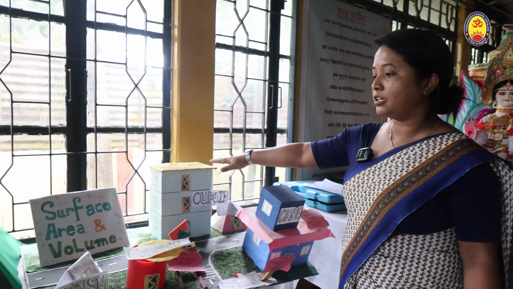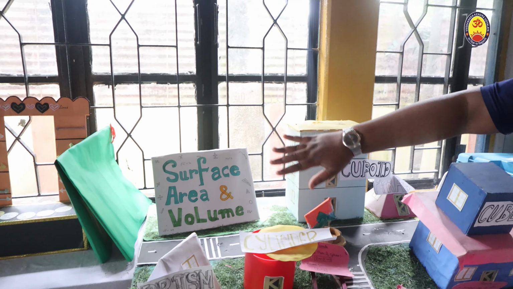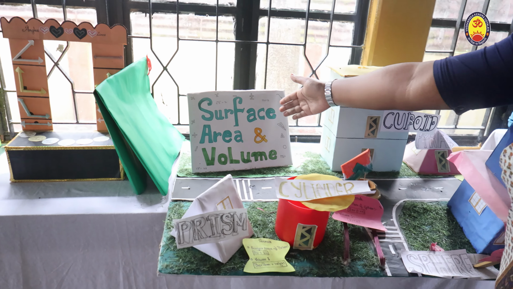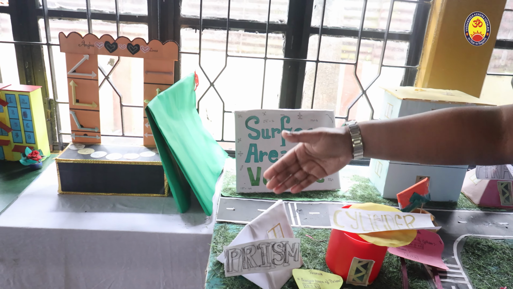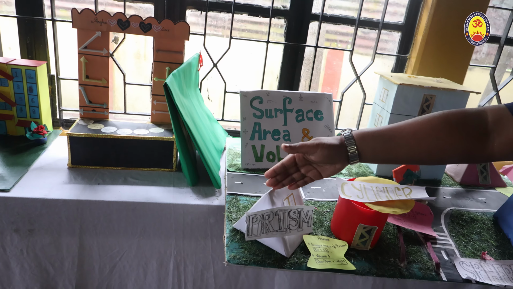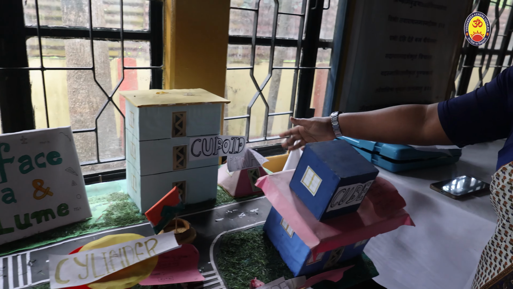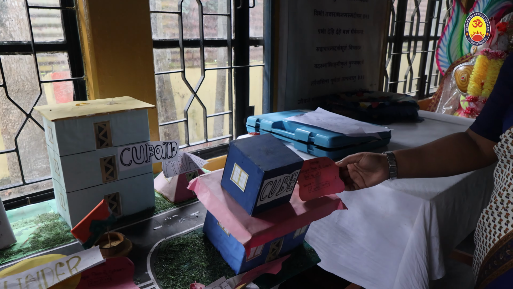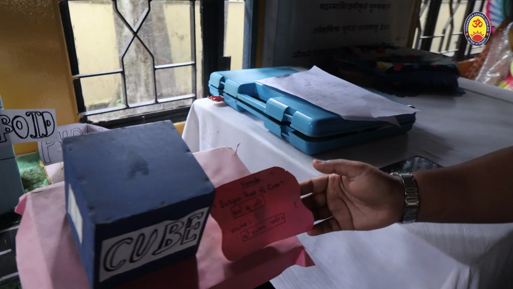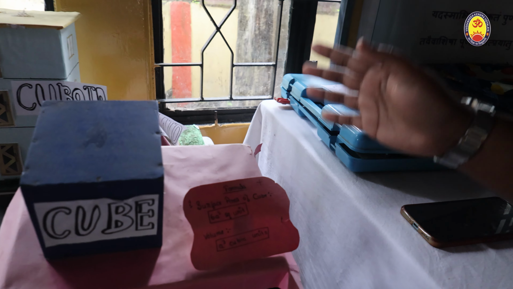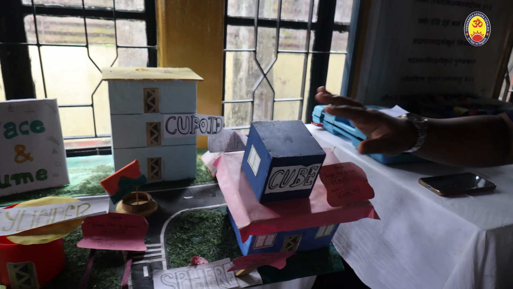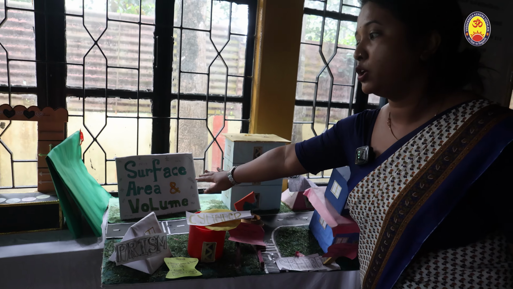First of all, if you see the model here, beautifully given, the topic is surface area and volume. The figures taken are prism, cylinder, then cuboid, then pyramid. Everywhere the formulas are written. The surface area of a cube is given, which is 6a square units. So basically knowledge is given for the formulas of surface area and volume.